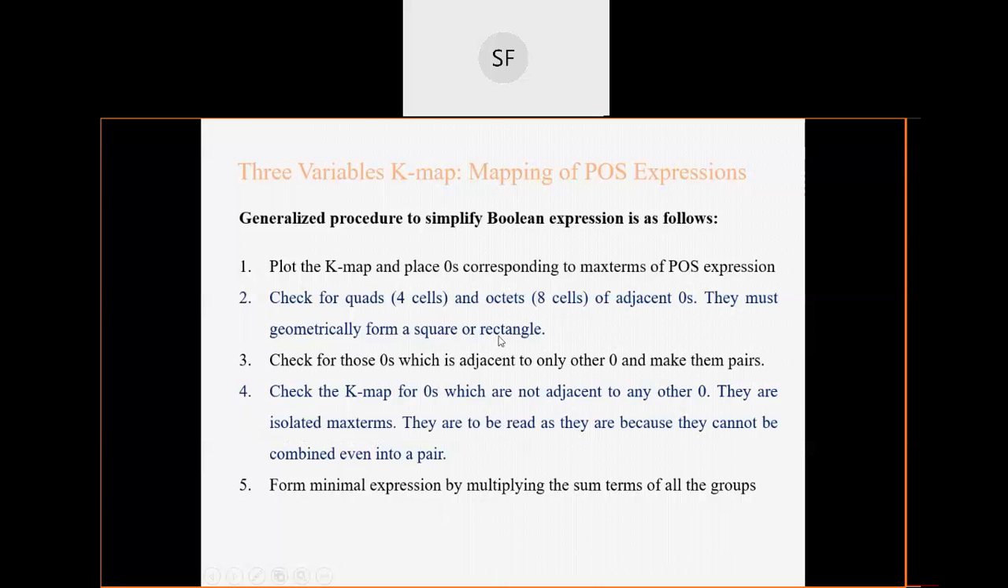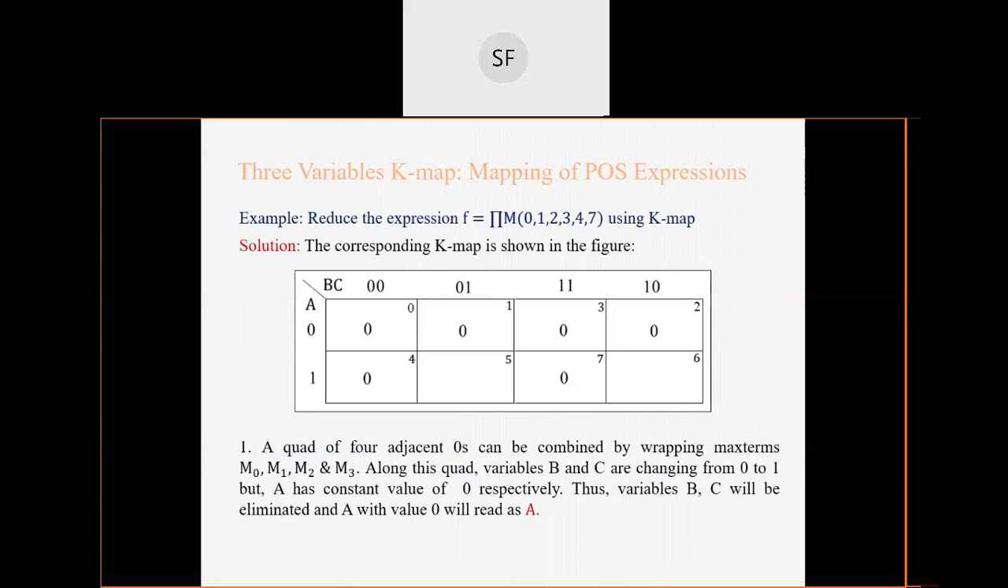Okay. So you have to identify whether a quad is possible, an octet is possible, a pair is possible, and then the isolated terms. Once you identify all these, you have to minimize the expression, and finally write it in the form of a multiplication of sum terms. So this is the general procedure for solving problems based on reduction of a POS expression using the K-map. Okay, so we will move straight to the example.